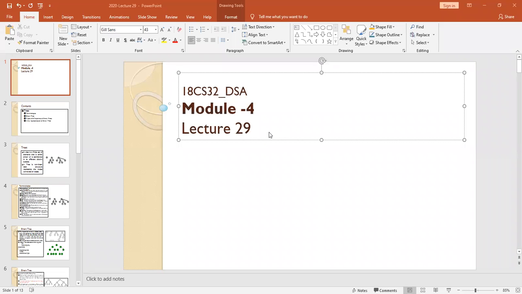So this is the video lecture on third semester subject Data Structures and its Applications. In today's class, we are now going with module 4. So what is module 4?